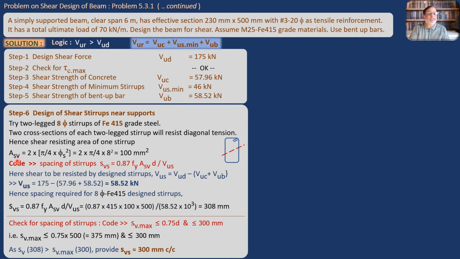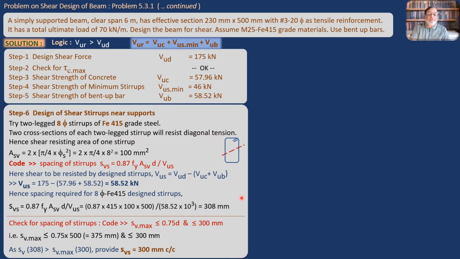So you get this ASV as 100 mm square. So we put that 100 here. So this is ASV 100 into d. This d is 500, the effective depth of the beam given, upon VUS. VUS, as we have seen here, is 58.52 into 10 raised to 3. To take care of units, you have to use this 10 raised to 3. So finally you get SVS equal to 308 mm. That is the spacing of stirrups which you need to provide.